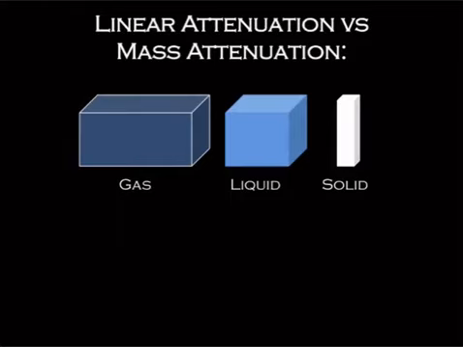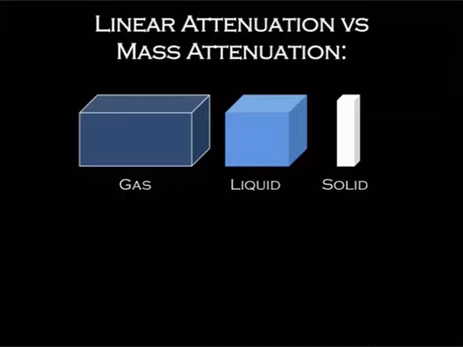Alright, so just some vocabulary words here. You will read in books that there's a thing called linear attenuation, and then you will sometimes read this thing called mass attenuation. Well, what does that mean? What's the difference? The difference is only relevant for the purpose of being tricked on multiple choice. That's the only reason I really introduced the concept of mass attenuation.